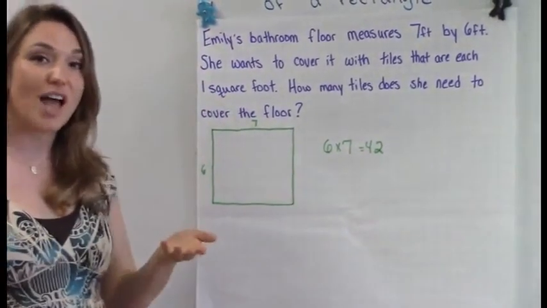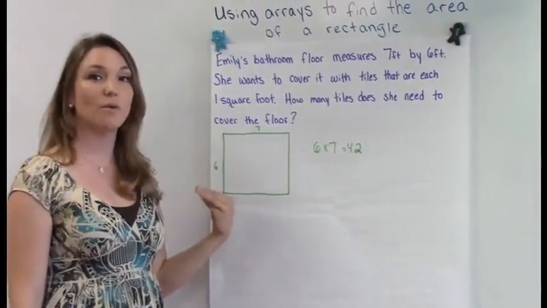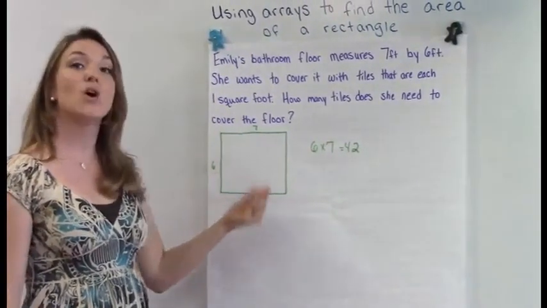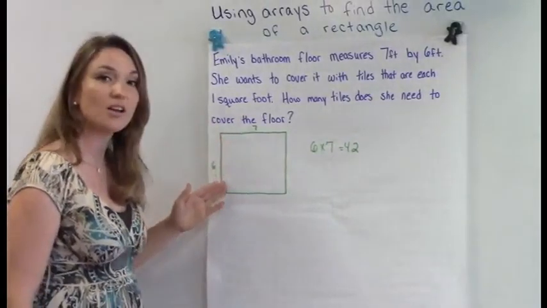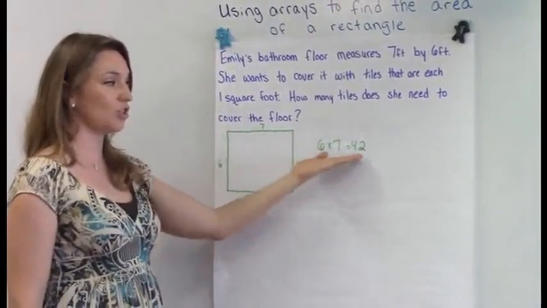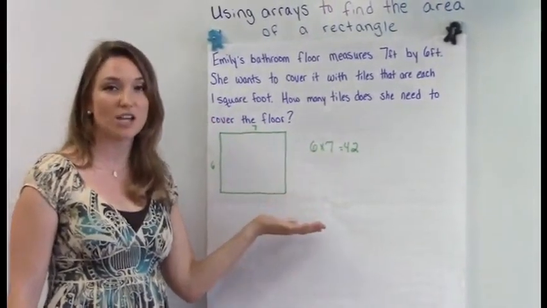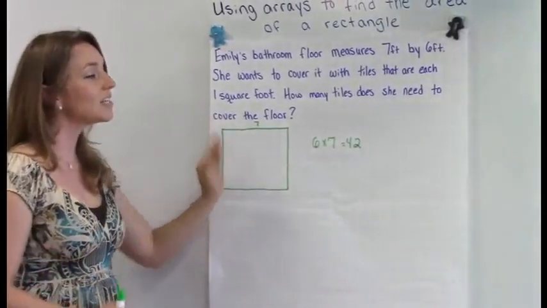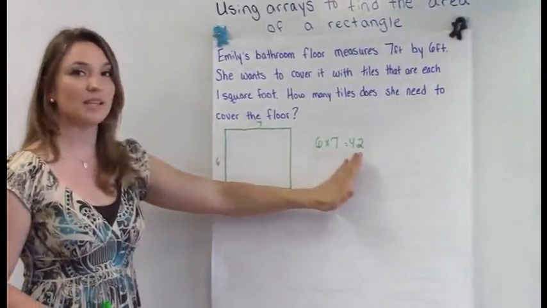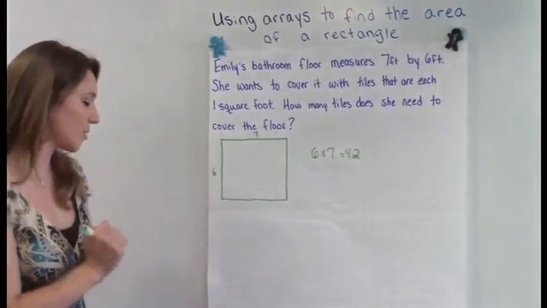Other children, your child, may be still developing their fact fluency, and that's okay too. They may want to simply count the square tiles, and that is fine. That should get the answer of 42, but it's not the most efficient strategy. So I'm going to show you what I would teach my students to do if they didn't quite know that 6 times 7 equals 42, but we're trying to build them towards that automaticity.